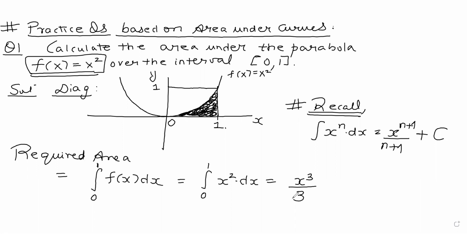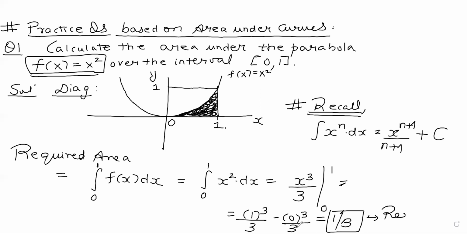We don't need the constant here because anyways it's a definite integral. So x cube by 3 we will run from 0 to 1. So this is going to be 1 cube by 3, okay. So this is going to be 1 cube divided by 3 minus 0 cube divided by 3, which is 1 by 3, which is my required area. This is my required area.